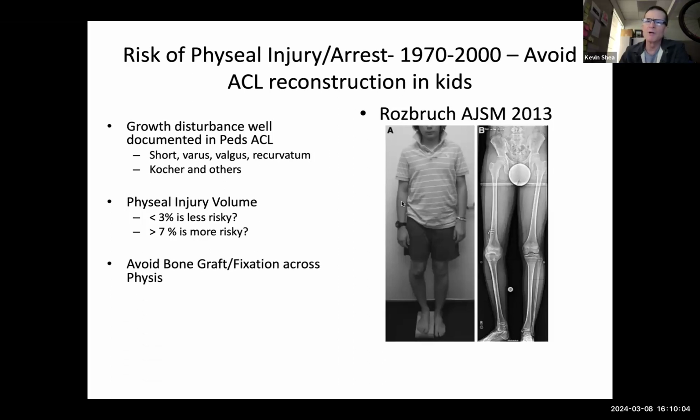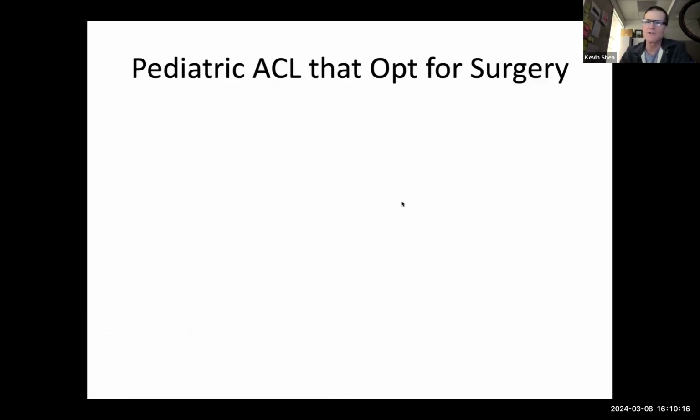The other thing is you don't want to put bone graft or fixation devices across the growth plate, or the physis is the technical term. You can easily cause 2 to 10 degrees of angulation change within a year in a growing child if you damage the growth plate. So these are real numbers you've got to worry about.